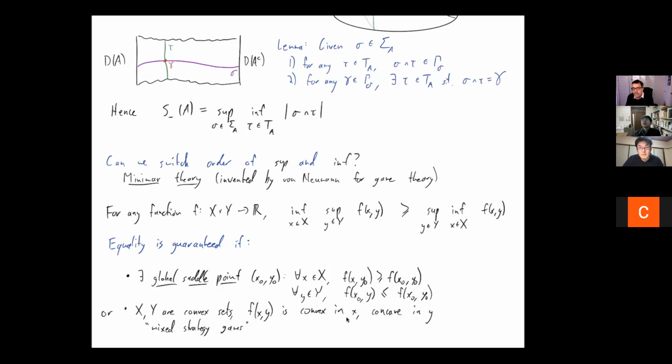Any other questions? I realize that, as a point of notation, I should explain my notation a little bit better. I forgot to say this.